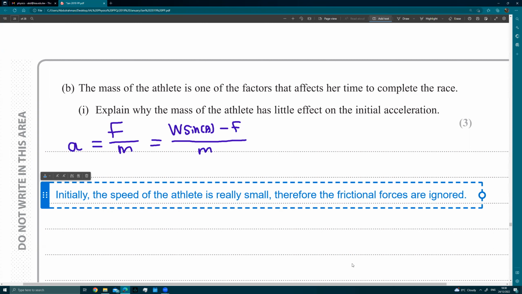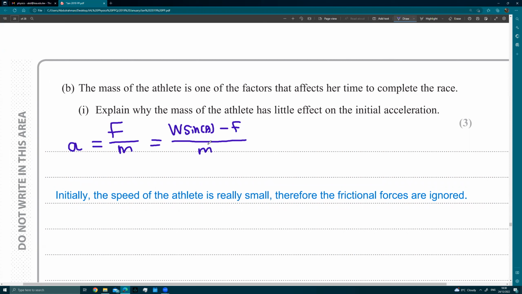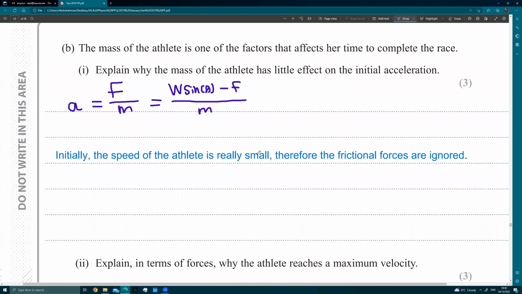So frictional forces are ignored. Let's ignore the frictional force. So we're going to say this is equal to, therefore, acceleration is equal to just W sine theta over the mass, because F, we're going to ignore it, because there's very little frictional force at the beginning.